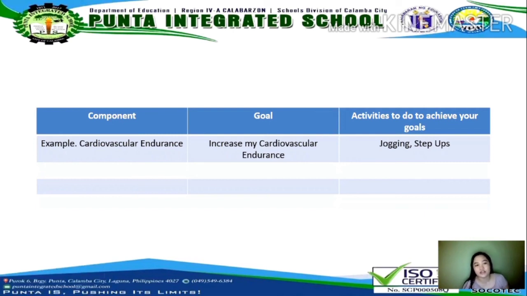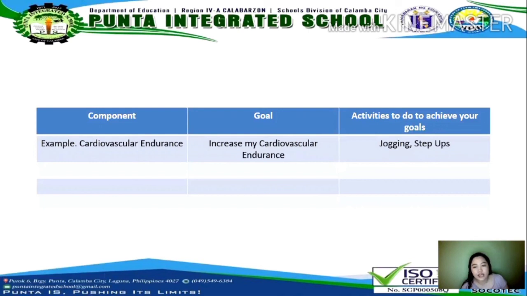Example, the one that we did earlier is a cardiovascular endurance. And our main goal for that exercise program is for you to increase your cardiovascular endurance. And what you did on that program is you jog, and then you can also step up or high knees. For that class, you are going to fill in this chart with the things that you want to improve with your body or with your health. And then you have to write your goal. And then what activities are you going to do to achieve that goal?